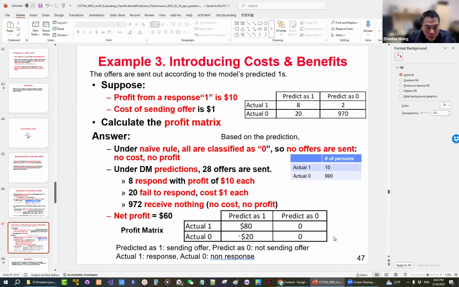Any question on this one slide? Yeah, it may be confusing to create understanding for the individual concepts. It is different from the confusion matrix. We apply the profit and cost to the prediction results, then we can have this profit matrix.